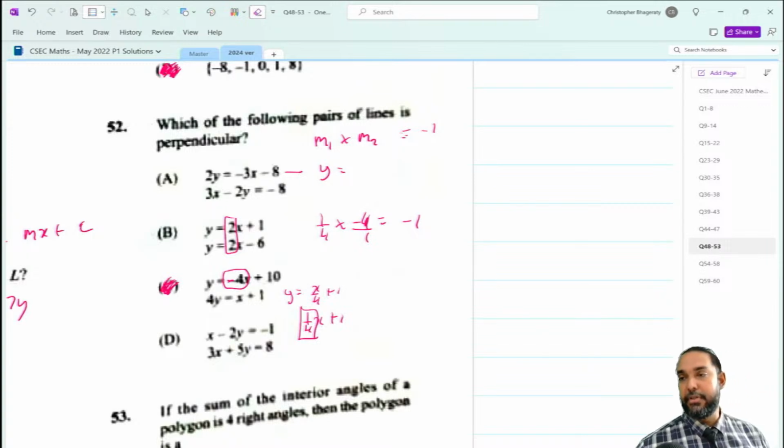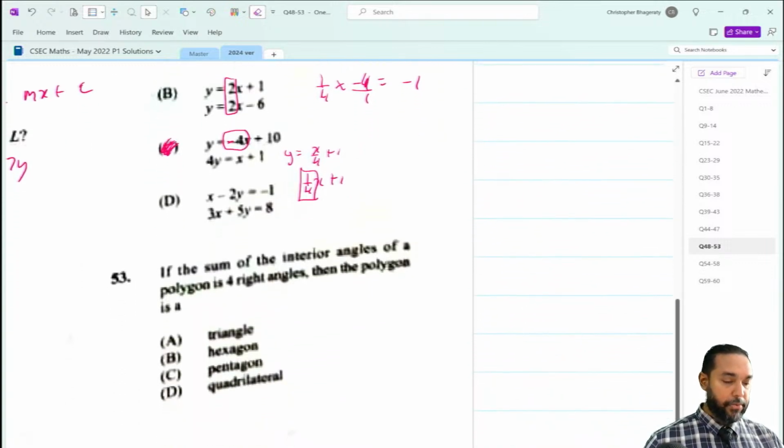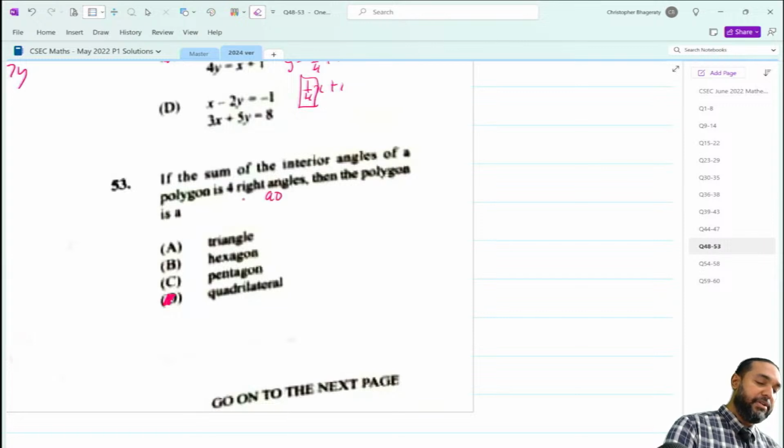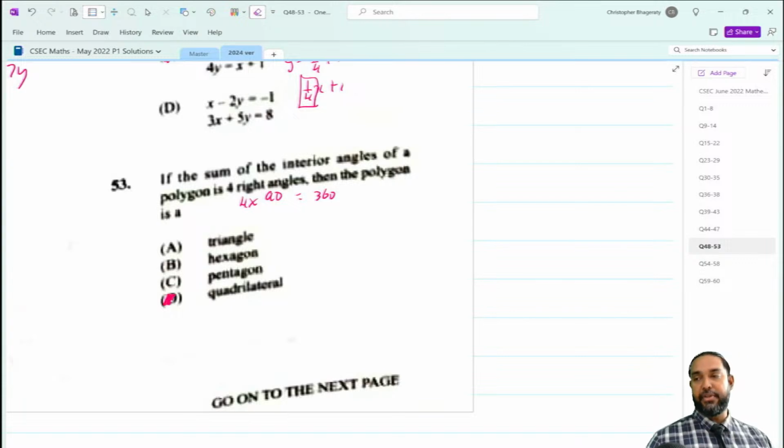52 is C. Yes, very good. Right, okay. 53 now. If the sum of the interior angles of a polygon is 4 right angles, the polygon is a quadrilateral. A right angle is 90 degrees. 4 by 90 is 360. And hence you have a 4-sided shape. Very good. Okay, cool.